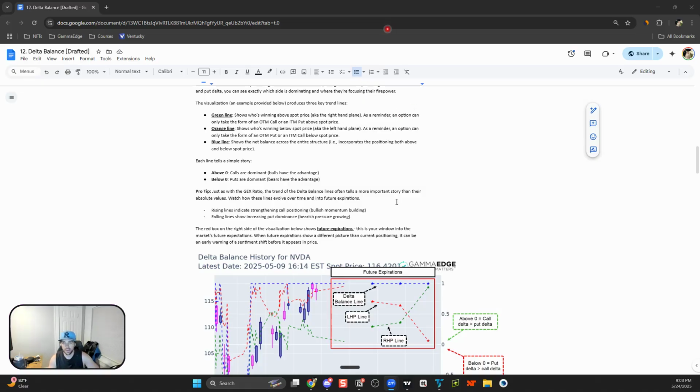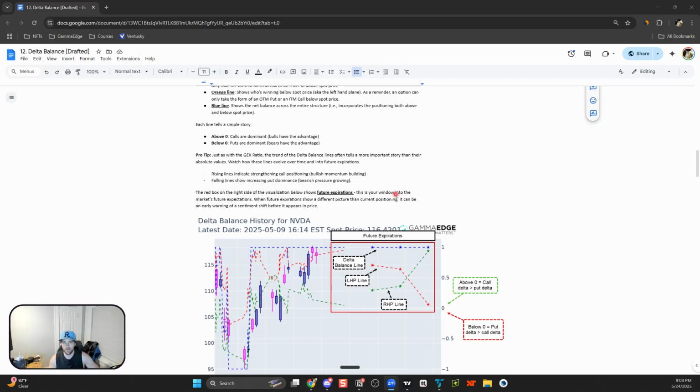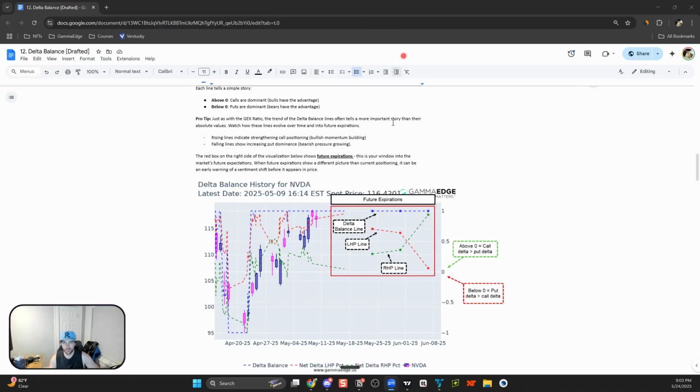And then the blue line is the net balance across the entire structure, which incorporates both above spot price and below spot price. Each line tells a simple story. Above the 0 line, that means calls are dominating.